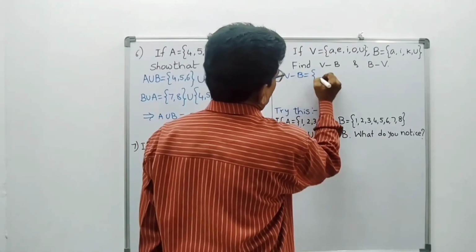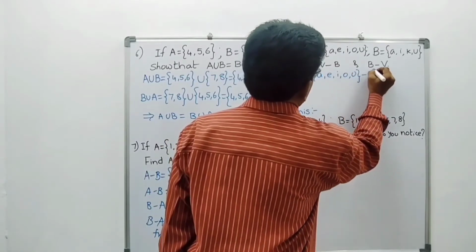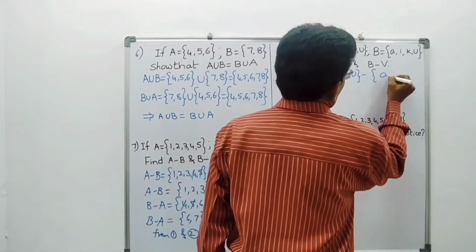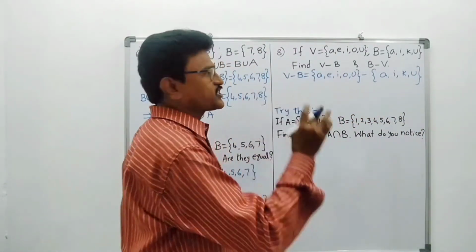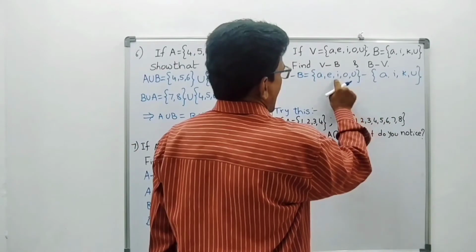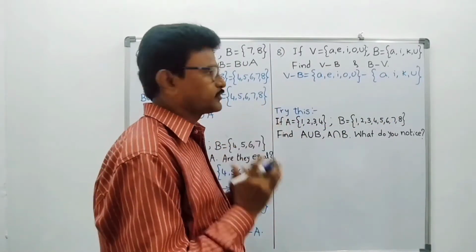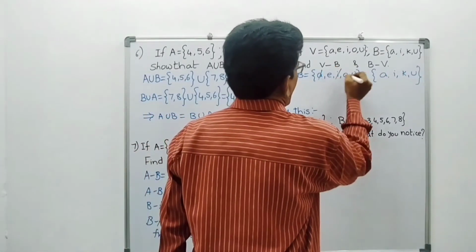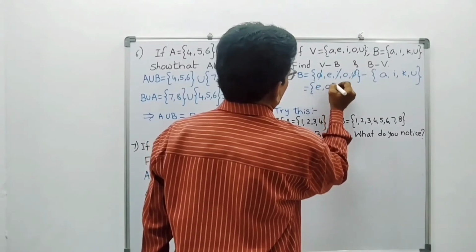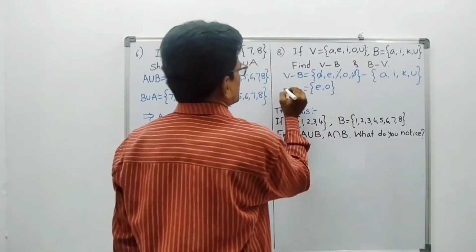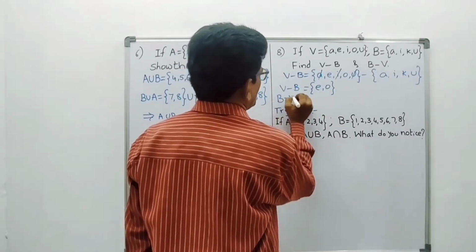First write down the elements of A: A, E, I, O, U minus. What are the elements of B? A, I, K, U. Now observe the intersection part here: A, I, U. These are the intersection part. Okay? Cancel that, A, I, U. Now what are the remaining elements? E and O. Okay? So A minus B is E, O.